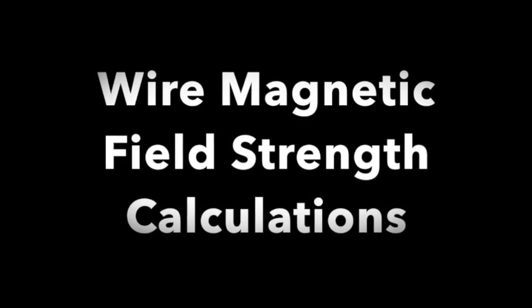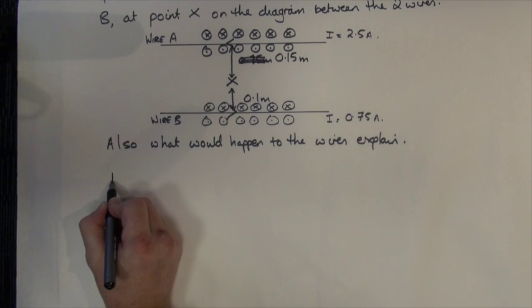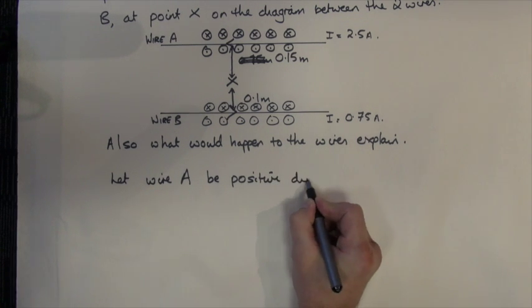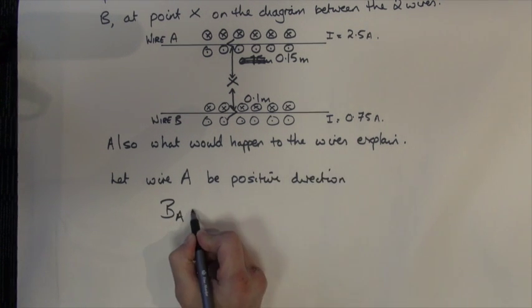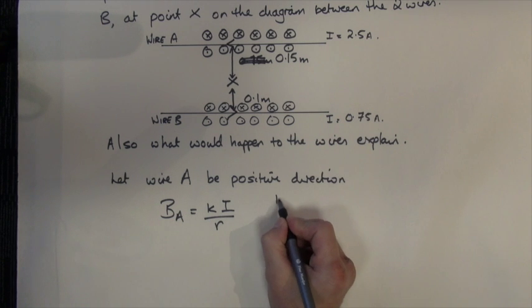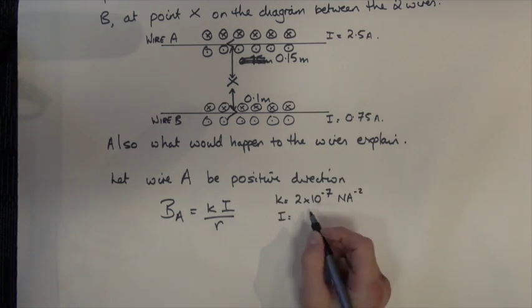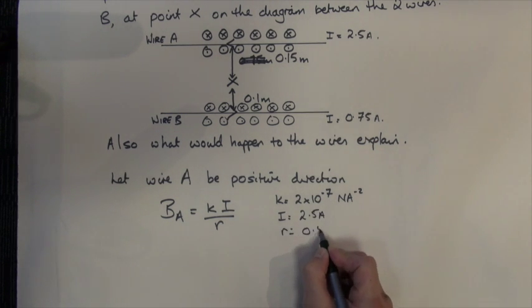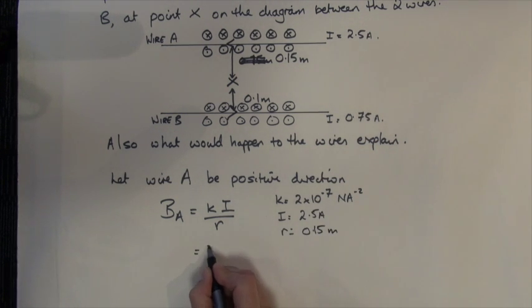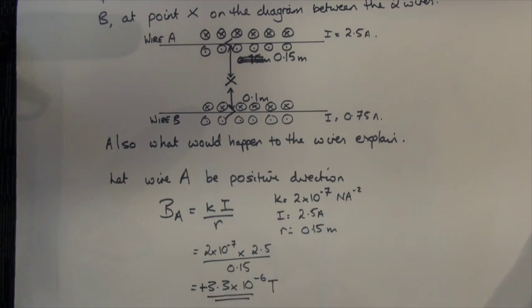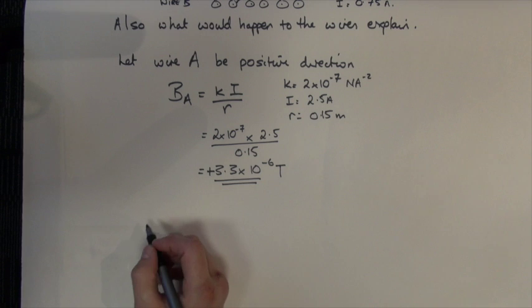So now we'll calculate the magnetic field strength. We're going to be using our normal formula, but what we're going to state is that wire A coming out of the page is going to be positive. So magnetic field strength BA is going to be denoted by the magnetic constant times the current divided by R. Now the magnetic constant is 2 times 10 to the negative 7 newtons per amp squared. I is 2.5 and R is 0.15 meters. So we substitute this into the equation and we end up with positive 3.3 times 10 to the negative 6 Tesla. So that means it's coming out of the page.